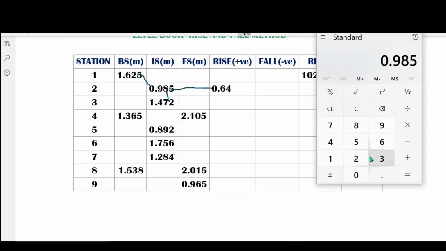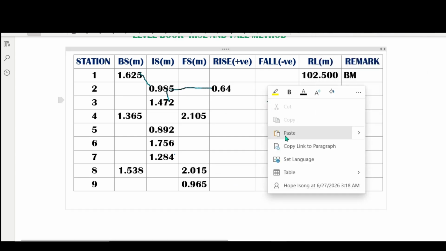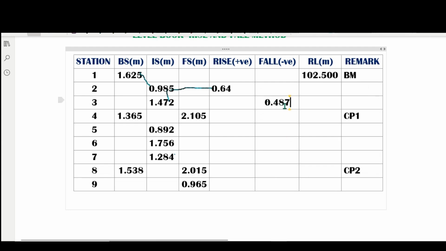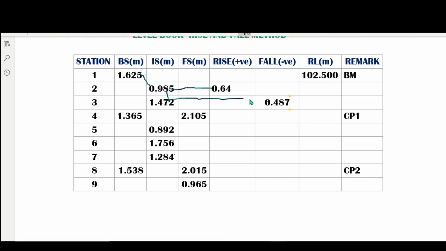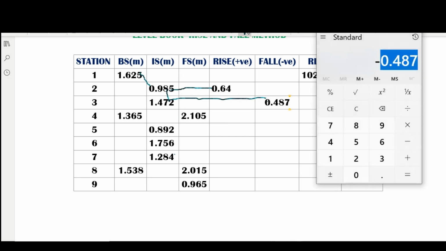0.985 subtract 1.472, and it's going to give us 0.487. That's a fall because it's a negative number. So it's going to be here. It's going to give us a fall here, so we'll put it here, 0.487. And then the next one, remember, is going to be somewhere here. This gives us something here. All right, so the next one we continue like that, in the same row.